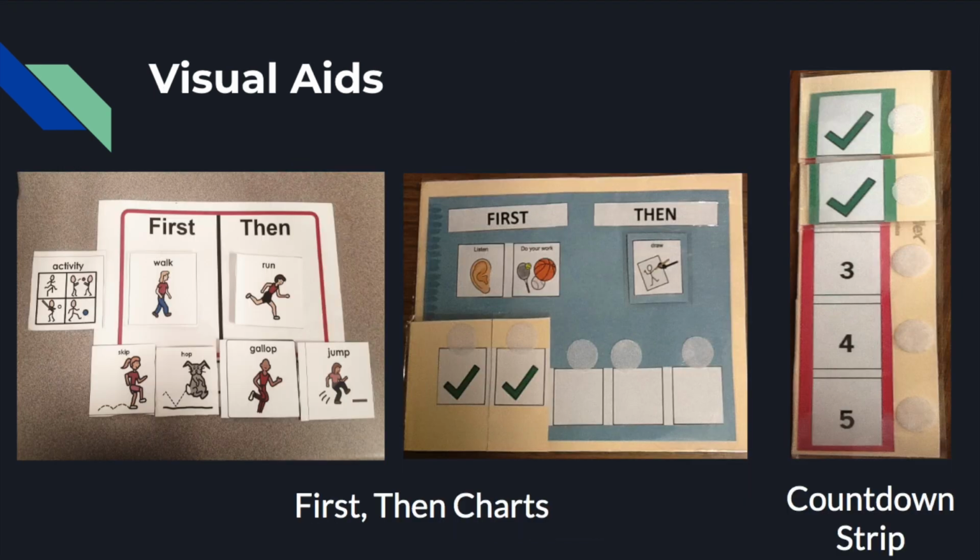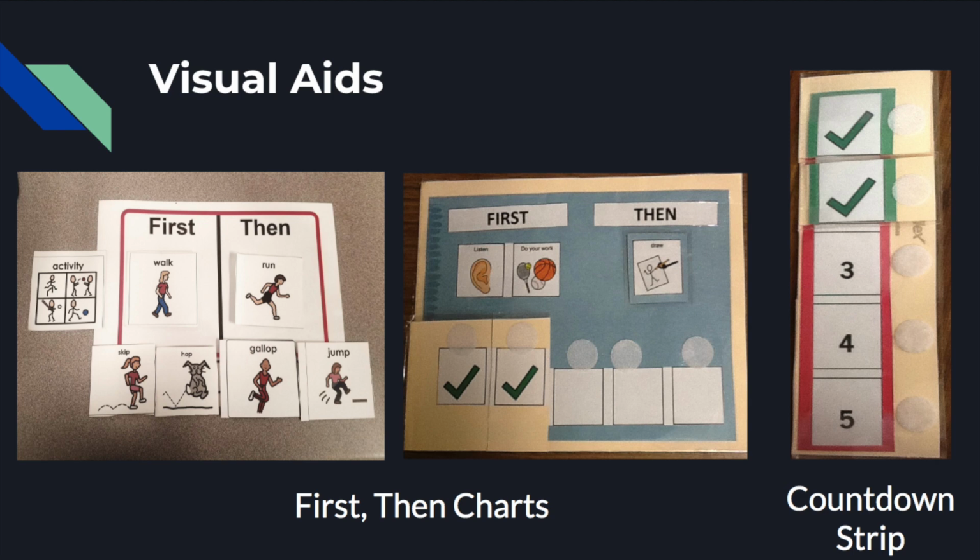First Then charts and countdown strips are other visual aids that can assist students in understanding what is expected of them. First Then charts, like the pictures on the left and in the middle, provide students with a visual representation of what skill, activity, or behavior they need to demonstrate, along with the next task or reward they will receive after completing the task. They can also have reminder behaviors at the top that students can refer to throughout the class for things like listening, doing their work, having a quiet voice, or keeping their hands to themselves.